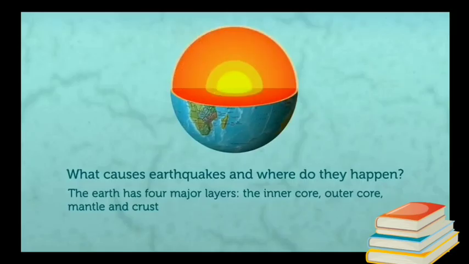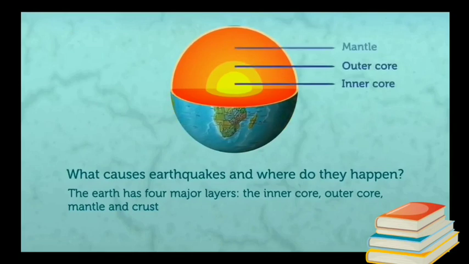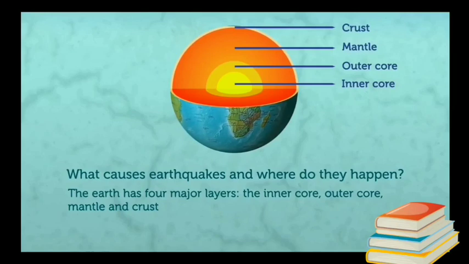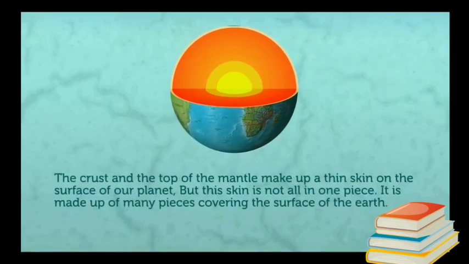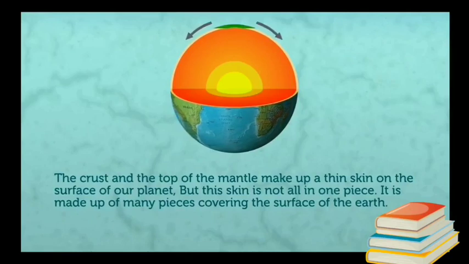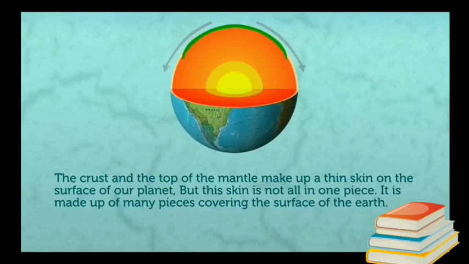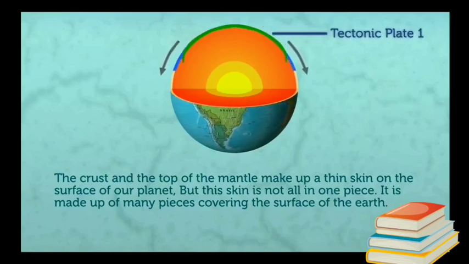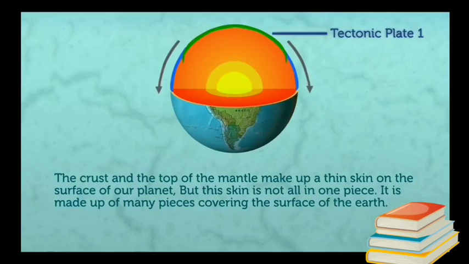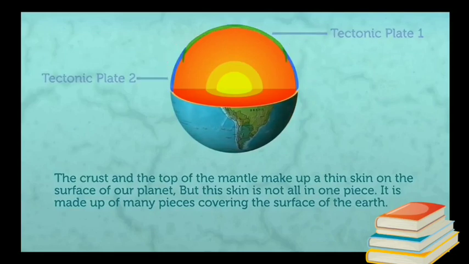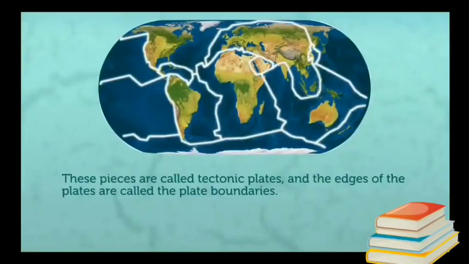But before that, let us understand that the earth has 4 major layers: the inner core, outer core, mantle and the crust. The crust and the top of the mantle make up a thin skin on the surface of our planet. But this skin is not at all in one piece. It is made up of many pieces covering the surface of the earth. Look at here. These pieces are called the tectonic plates. It is exactly like a jigsaw puzzle.